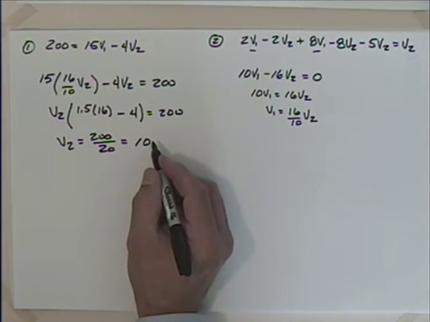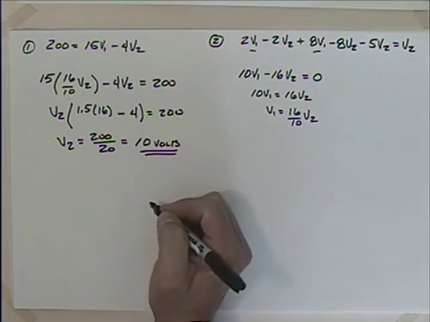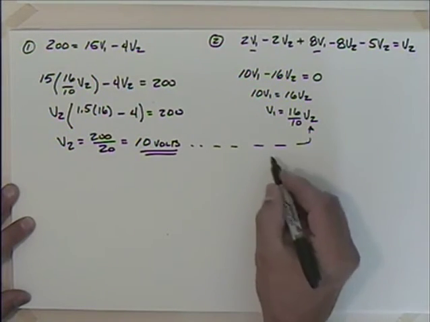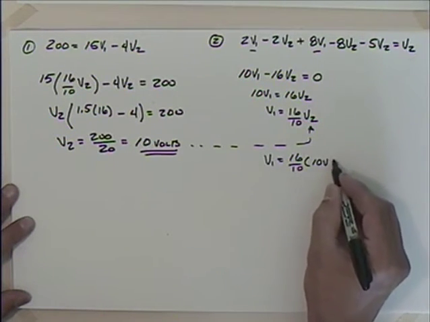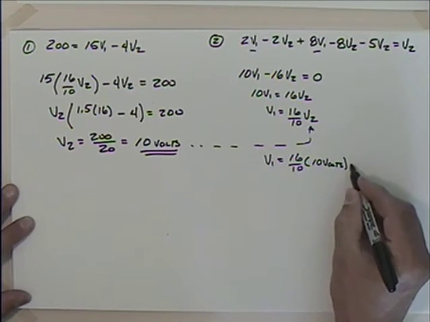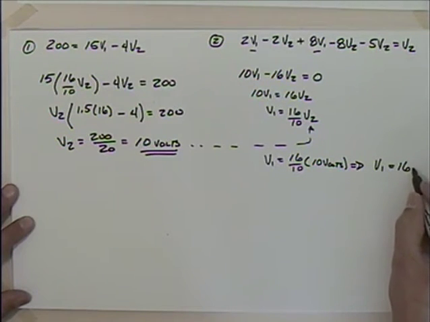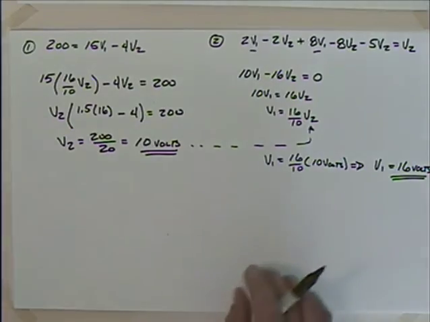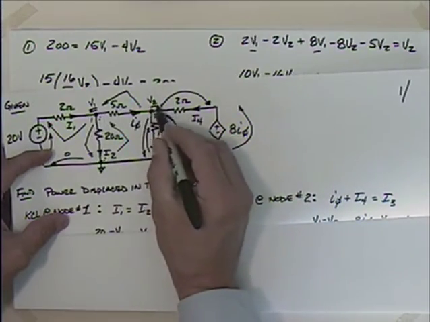Let me check my notes here. Yeah, 10 volts. Okay, so then what I could do is run over and put that into there. So I'd say V1 is equal to 16 over 10 times 10 volts, which gives me that V1 is equal to 16 volts. Okay, V1 is 16 volts. Good. So we got our node voltages. We found the voltage here. We found the voltage there.